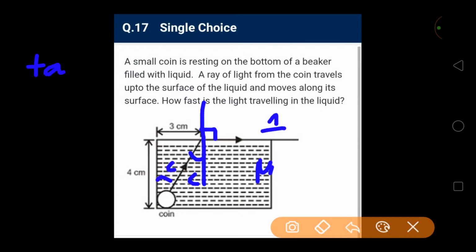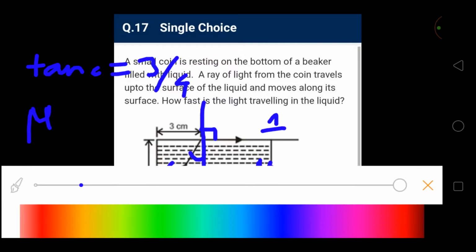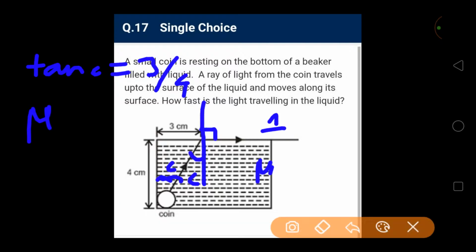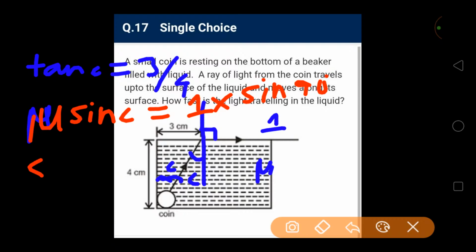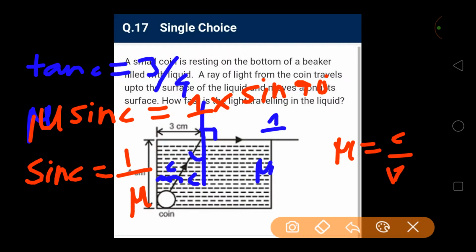What is tan C? Because alternate interior angles are equal. Tan C is equal to... Snell's law: mu into sin C is equal to 1 into sin 90. So sin C is equal to 1 by mu. We know that mu is equal to C by V. So sin C is equal to V by C.